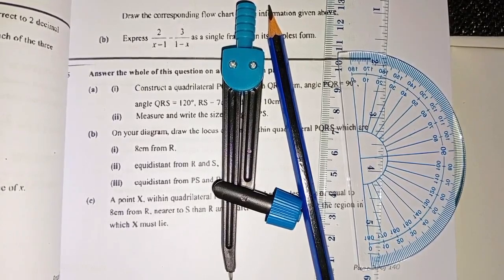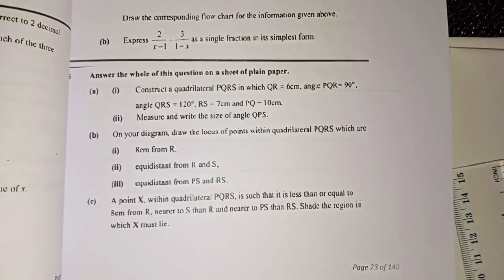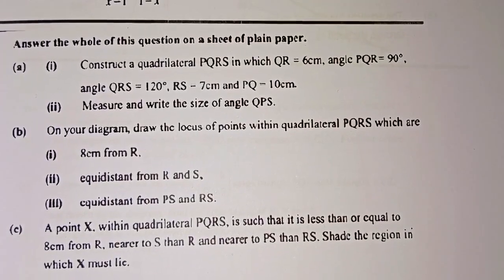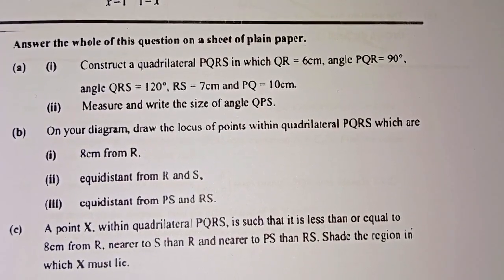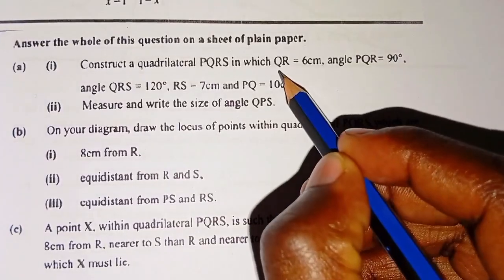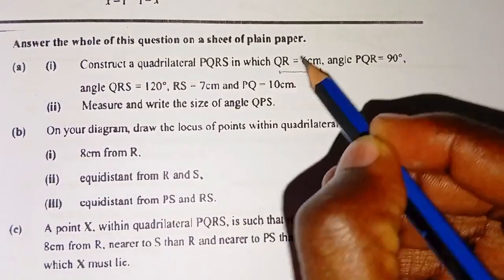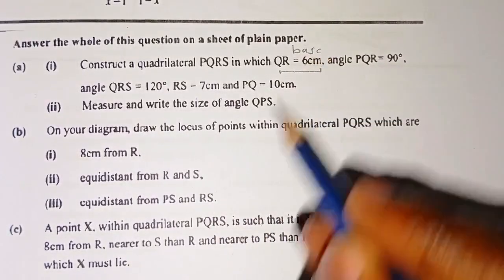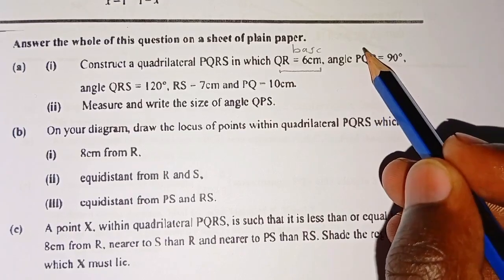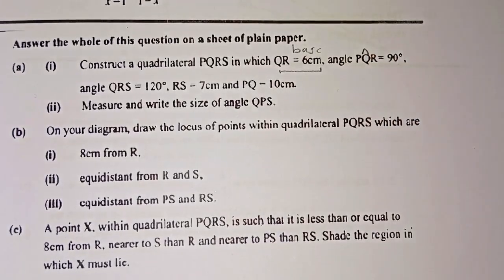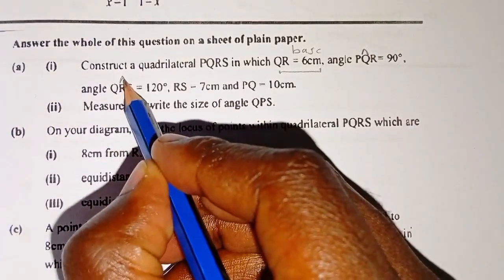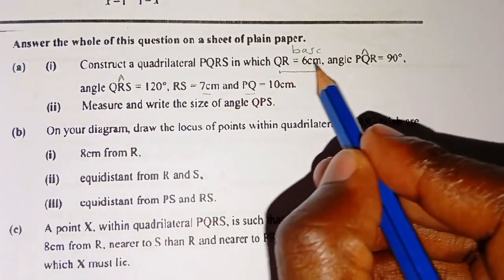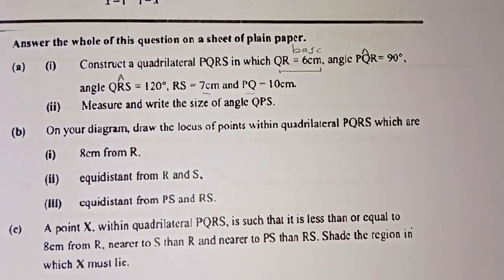Let's go through the question one more time. Construct a quadrilateral PQRS in which QR is 6 centimeters. This is what is important. The first thing you're given here, I always make it my base. Anything has a base, whether it's a quadrilateral or a triangle. Then angle Q is 90, angle QRS is 120, side RS is 7 and PQ is 10. We need to start with this first: QR is equal to 6 centimeters.